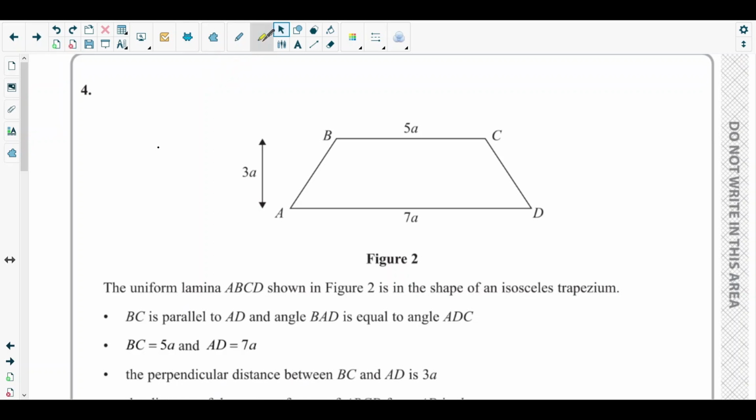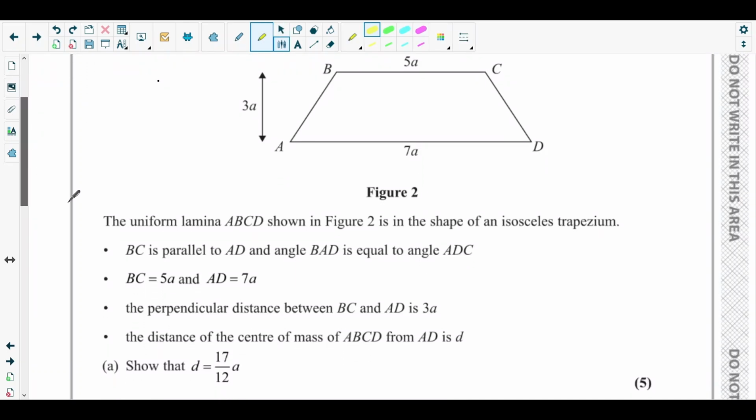So here it shows figure 2. Figure 2 shows the uniform lamina ABCD, in the shape of an isosceles trapezium. The side BC of the trapezium is parallel to AD, and the angle BAD is equal to the angle ADC. Okay, so isosceles trapezium, so the two base angles will be equal, that is angle BAD equals angle ADC.